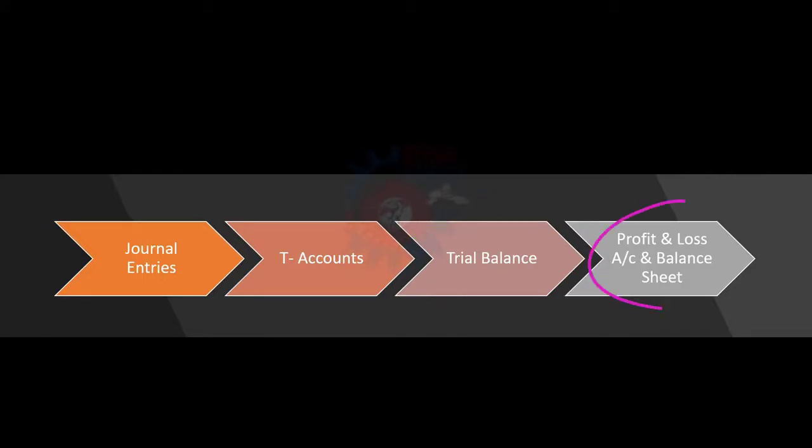Finally, we prepare the profit and loss account and balance sheet. These two accounts are also called final accounts. The profit and loss account shows the net profit or loss to the business for a specific period, and the balance sheet shows the position of the assets and liabilities of a business at a given point in time.